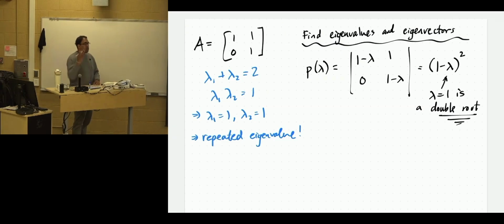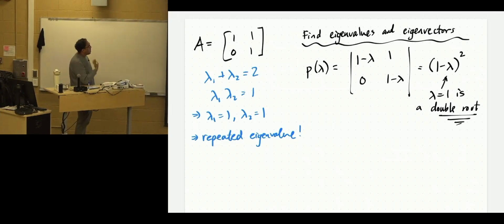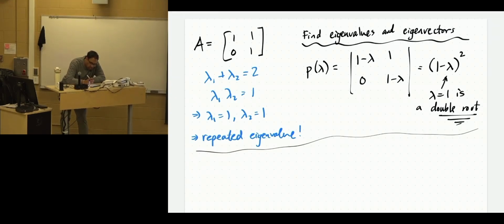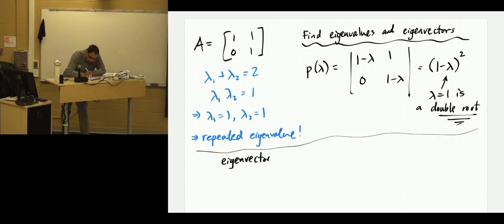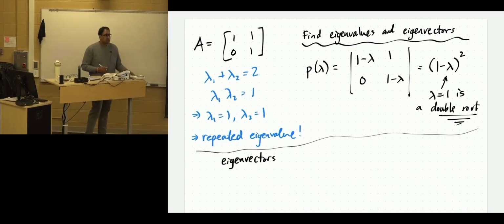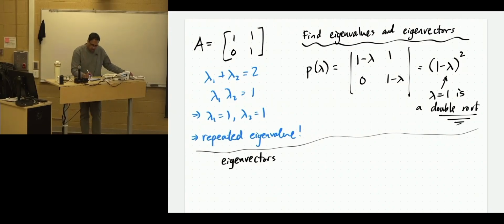Okay. So now the question is, what are the eigenvectors? I don't know. Let's find them. How do I find the eigenvectors corresponding to lambda equals 1? Well, someone tell me. I forgot. How do I find the eigenvector for eigenvalue 1?